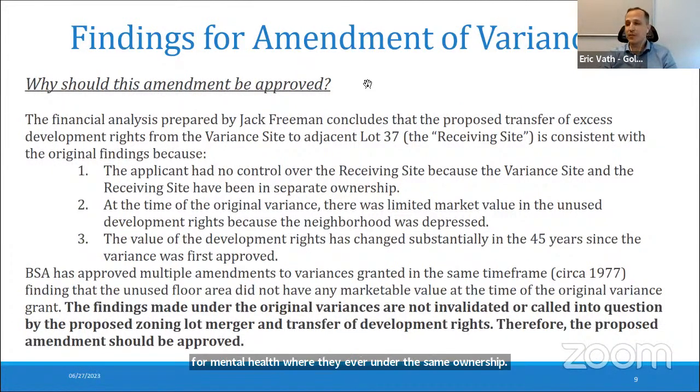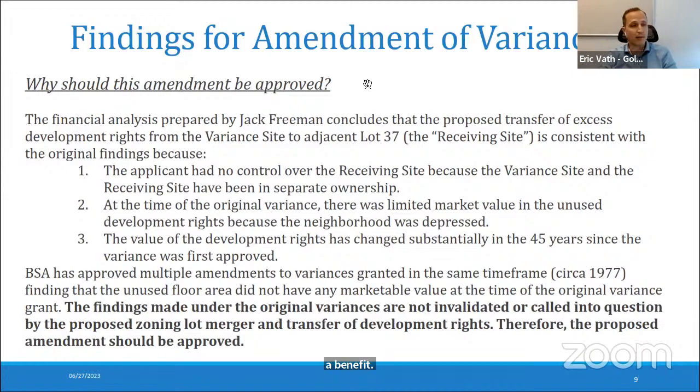And why do they look at that? Because they want to make sure no one's gaming the system, right? If you receive a variance and then you sell off your development rights, you've already received essentially a benefit. So they want to make sure that you're not double dipping in a way, right? In this case, these two sites have been separately owned since 1977 and are still separately owned. So check.